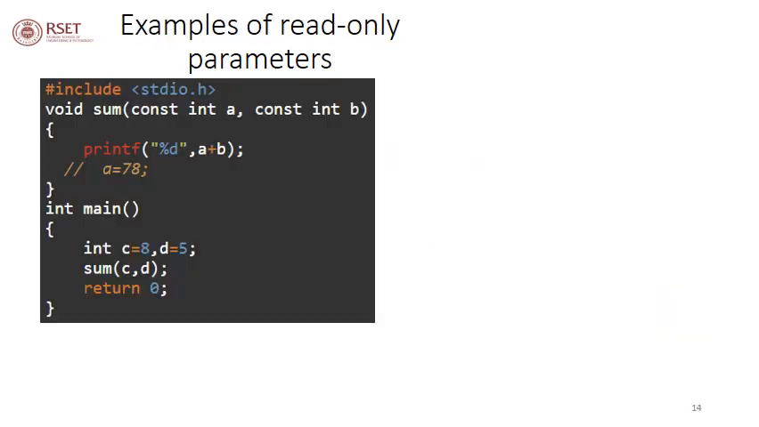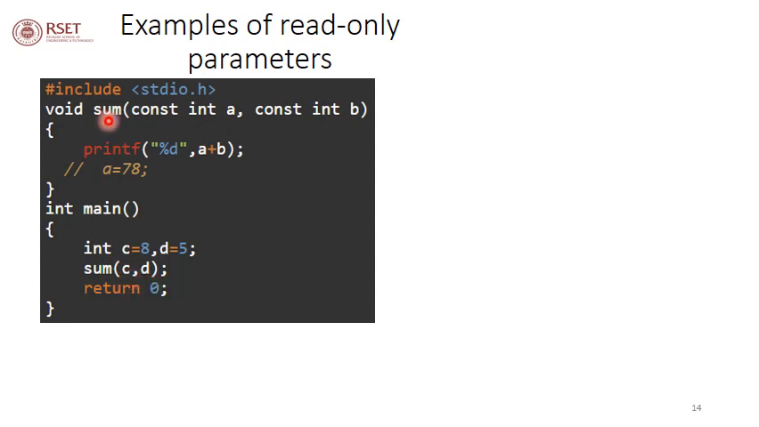So in the previous slide, we have seen that read-only parameters can be passed by value if they are small, and if they are large, like a record, we can even pass them by reference. In this first example, we'll see how to pass read-only parameters by value. This is a C program. In the main function, we have two integer variables C and D. C is initialized with the value 8, D is initialized with the value 5, and we are calling the function sum, passing C and D as the actual parameters.